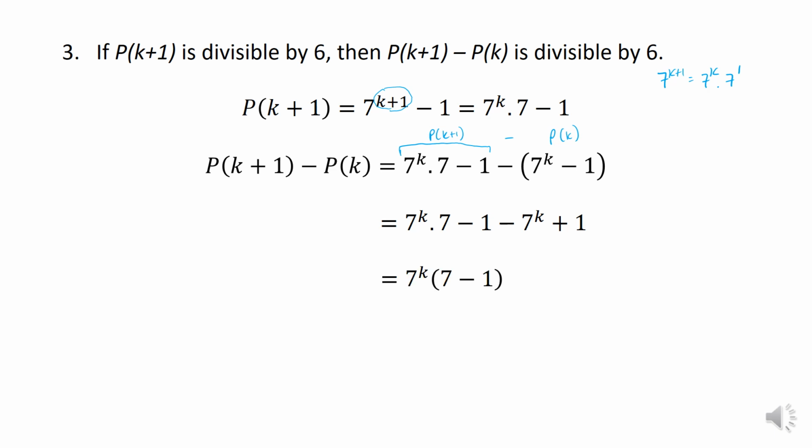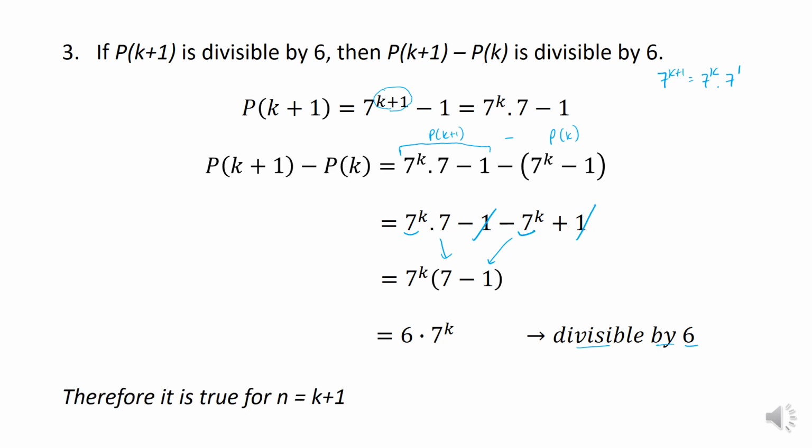Complete the subtraction, and what you'll see is that the 1s will cancel out. On the next line I've taken 7 to the power of k out as a common factor, and what am I left with? I'm left with 7 minus 1. And of course, 7 minus 1 is 6. So we have 6 times 7 to the power of k as the difference. And because it's 6 times something, it is of course divisible by 6.